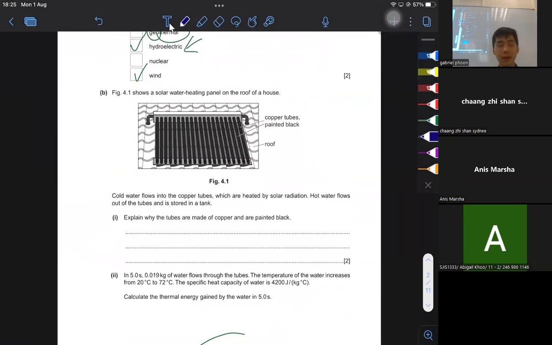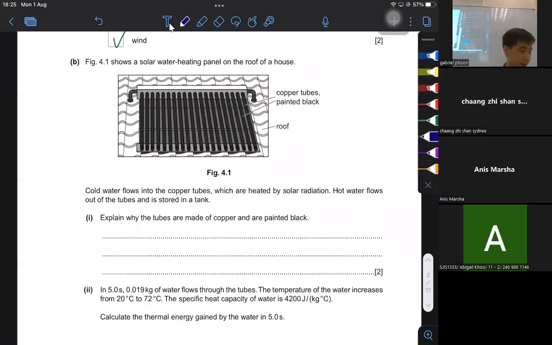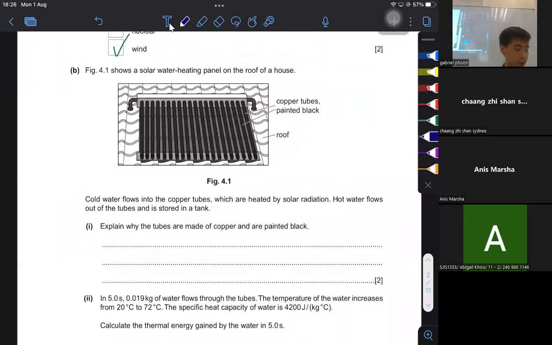All right. Now the next part here, figure 4.1 shows a solar water heating panel on the roof of a house. Cold water flows into the copper pipes, which are heated by solar radiation. Guys, I want you to know anytime there is anything related to heat, it is due to infrared. Why is the fire hot? It's because there's infrared in it. Why is the sun hot? It's because there is infrared in it. Anything to do with heat is going to be infrared, guys.